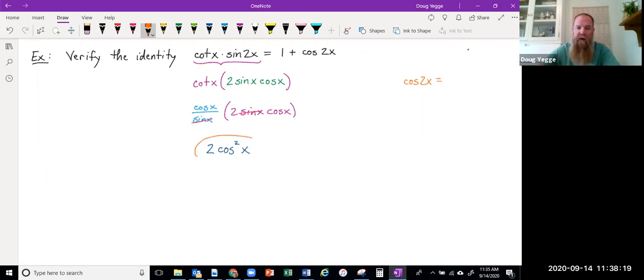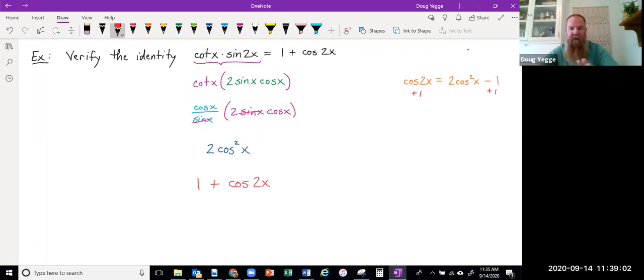But notice that I'm already in terms of cosine. So remember that the identity is 2 cosine squared x minus 1. So look at how I have a 2 cosine squared x here. Then notice that I could automatically recognize from my Pythagorean identity, or from my double angle identity, that 2 cosine squared x minus 1, I can add 1 to both sides and notice that I'm left with what the right side is supposed to be. So I'm left with 1 plus cosine of 2x from the double angle identity.